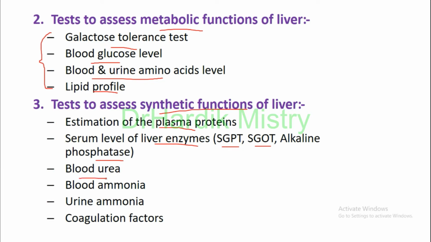Next one, blood urea, blood ammonia, urine ammonia and coagulation factors. All these are the tests to assess the synthetic functions of the liver, which include the estimation of the plasma proteins, serum levels of liver enzymes, SGPT, SGOT and alkaline phosphatase, blood urea, blood ammonia, urine ammonia and coagulation factors.